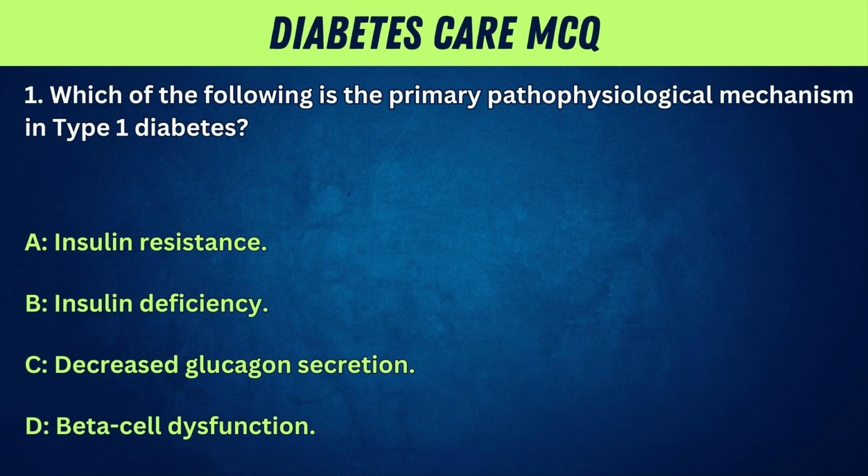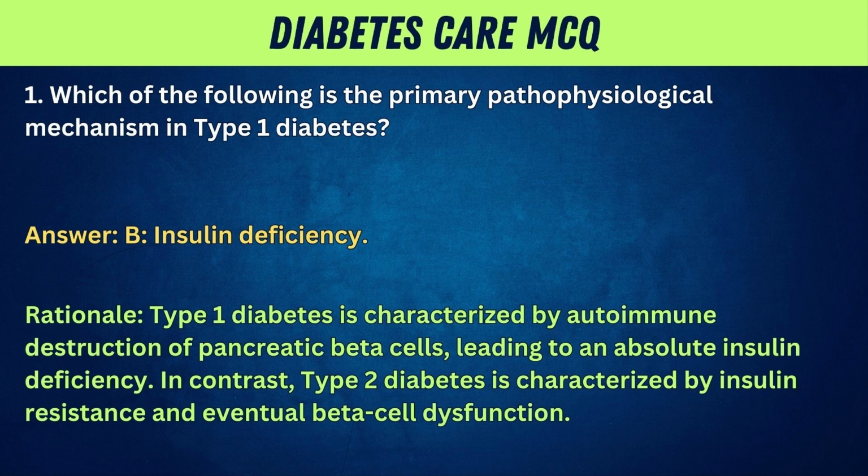1. Which of the following is the primary pathophysiological mechanism in type 1 diabetes? A. Insulin resistance. B. Insulin deficiency. C. Decreased glucagon secretion. D. Beta cell dysfunction. Answer: B. Insulin deficiency. Rationale: type 1 diabetes is characterized by autoimmune destruction of pancreatic beta cells, leading to an absolute insulin deficiency. In contrast, type 2 diabetes is characterized by insulin resistance and eventual beta cell dysfunction.